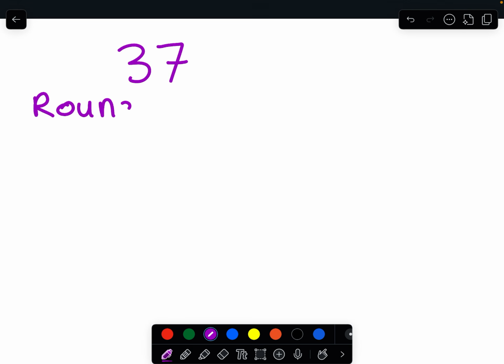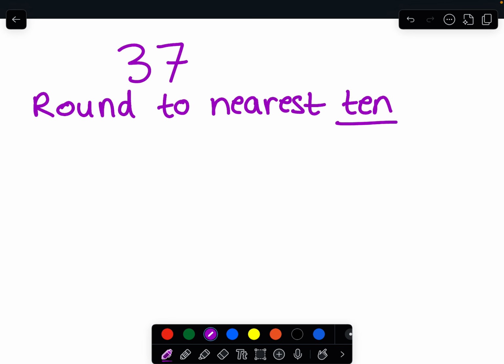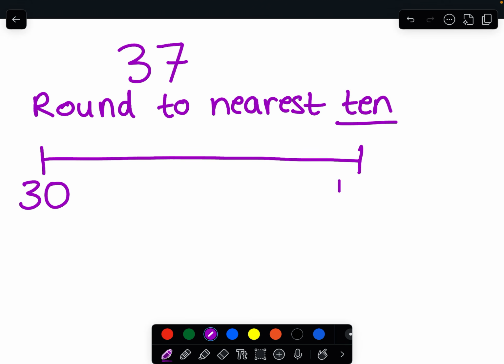Let me write this down. Round to the nearest 10. Now, when we say the nearest 10, we're talking about counting by tens, so multiples of 10, and we are thinking about the multiple of 10 that 37 is closest to. So 37, what two tens is that between? That is between 30, and it's also between 40.